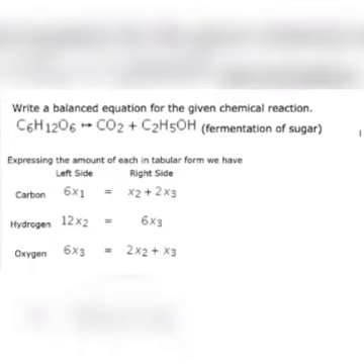Alright, an unbalanced chemical equation is called a skeletal chemical equation for a reaction.